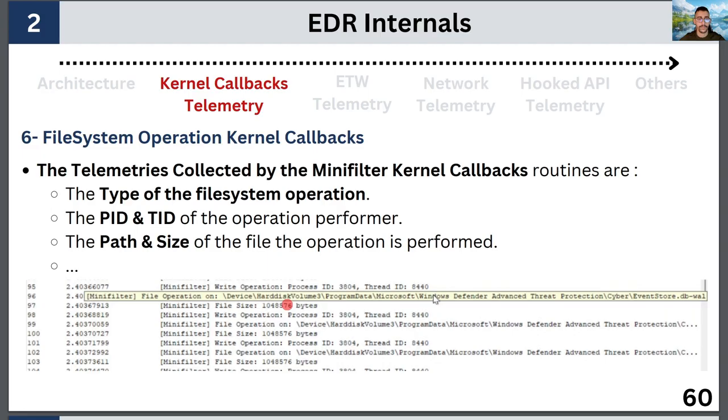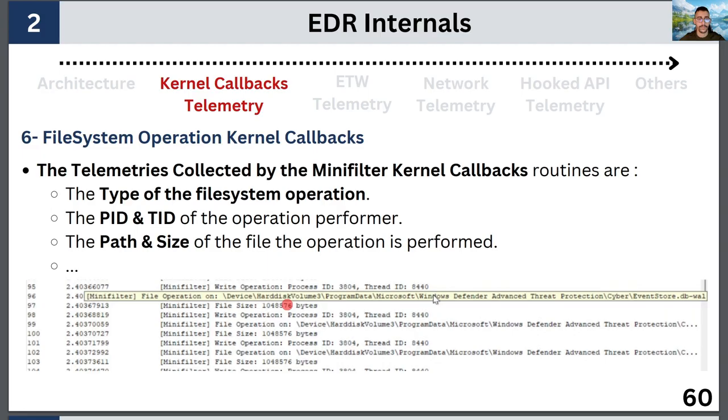These callbacks are stored in a doubly linked list headed by PsProcessType callback list or PsThreadType callback list. Each entry in the list points to a registered callback routine. When a process or thread handle operation occurs, the kernel iterates through these lists and invokes each registered callback, passing relevant information about the handle event.